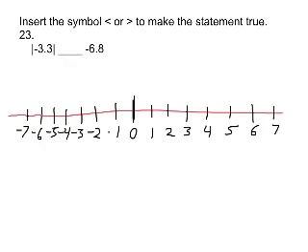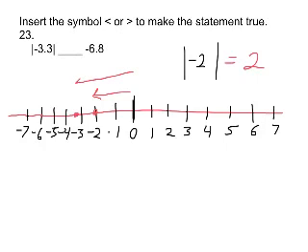Absolute value, these two straight lines, tells us how far something is from 0. So if we have a negative 2, which is right here, that's 2 from 0, so the absolute value of negative 2 equals 2. A negative 3.3, which would be right about here, is 3.3 from 0, so the absolute value of negative 3.3 equals 3.3.